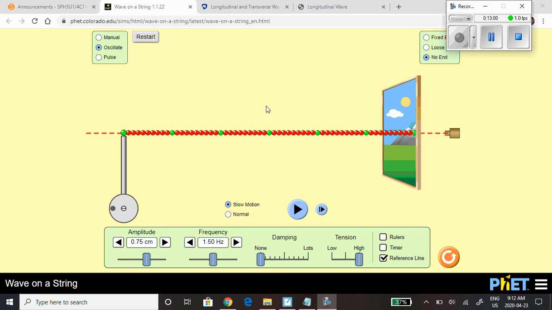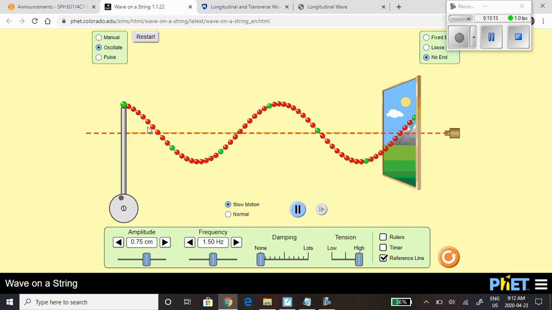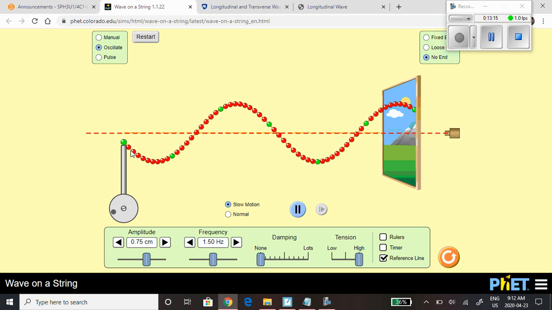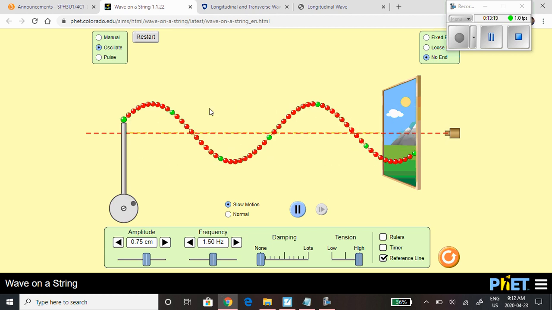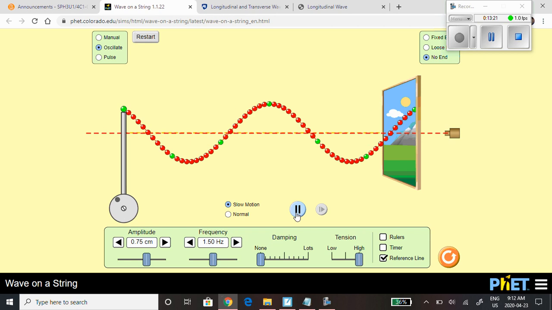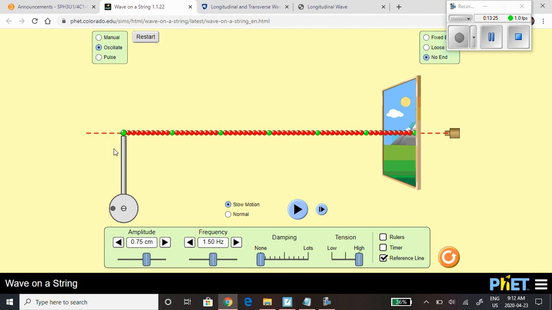Here's another great simulation. I really like this simulation to help us understand waves. So let's let it run through. There you have it. The vibrating object transfers its energy through a material, and the energy moves forward. All right, so let's restart. It's back to 0, and we're going to move through here bit by bit.